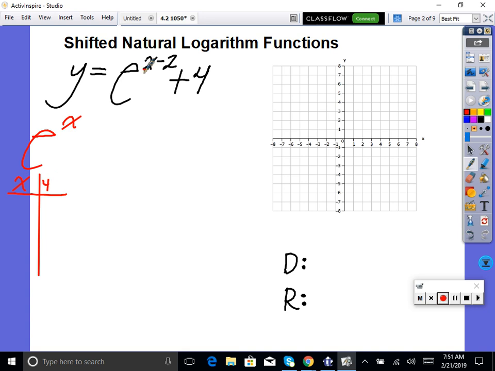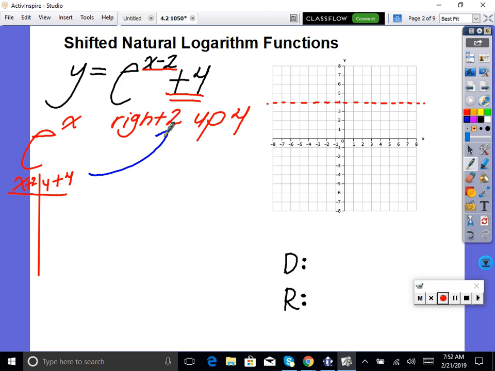Now it says shifted right 2, so that means we would add 2 to our x's, and then it's up 4, so then we would add 4 to our y's. So where would my new horizontal asymptote be? 4, wouldn't it? All right, and then a shift of right 2. So e looks like this. I'm just going to do a rough sketch if you don't mind. It's just right over here more so, but it still looks the same.